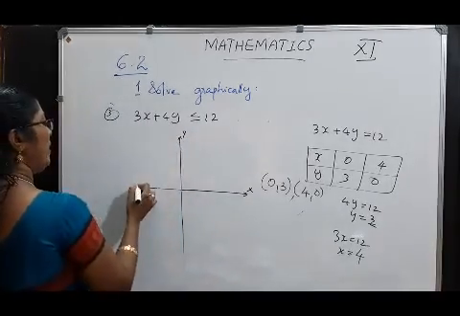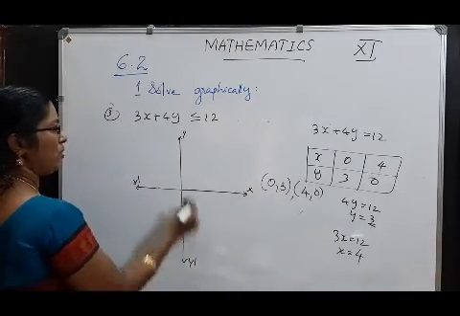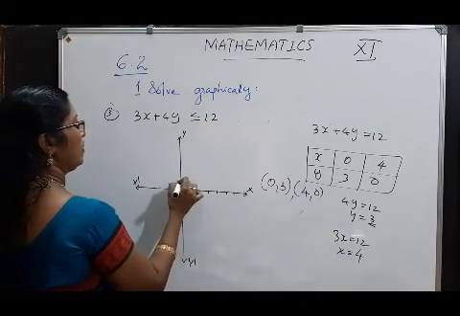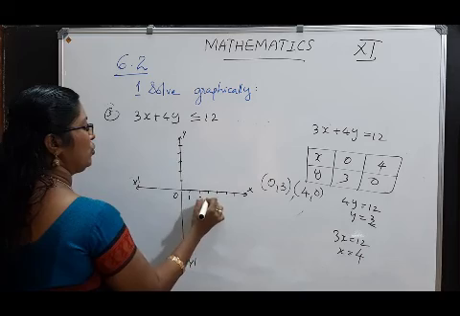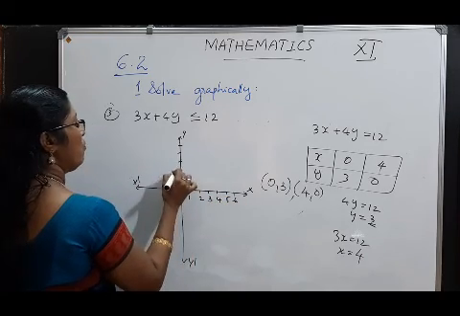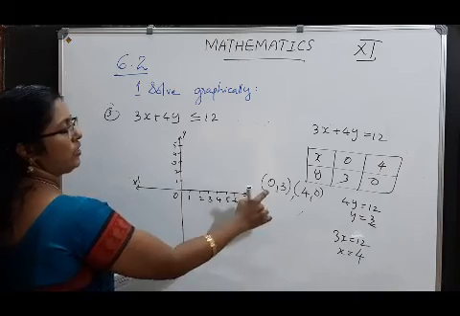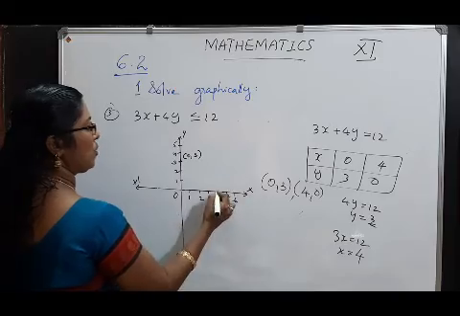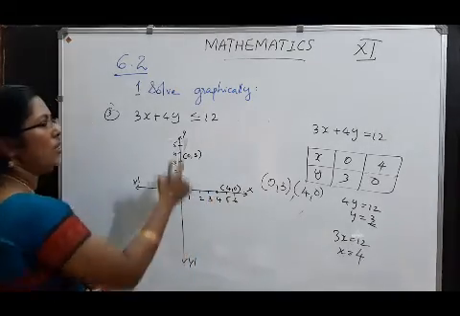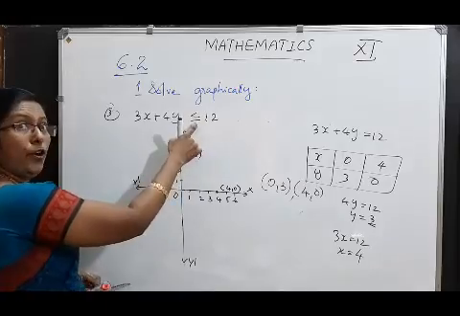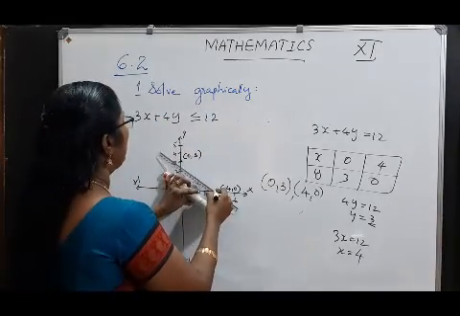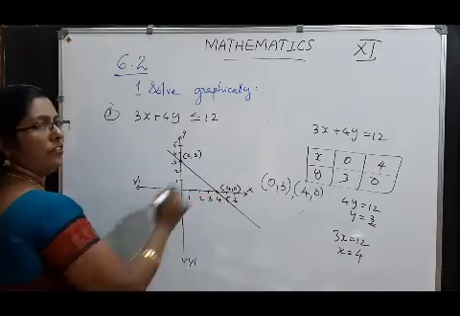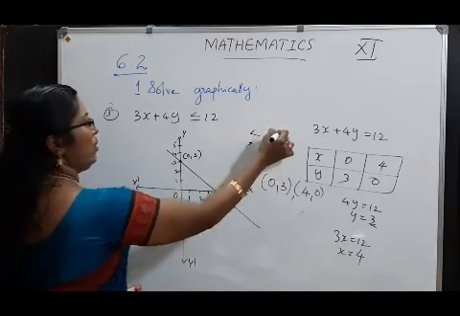Draw X, X dash, Y, Y dash using capital letters, and the origin, with 1, 2, 3, 4, 5, 6 marked on the axes. The first point is (0, 3), and here is (4, 0). This is a slack inequality, with equality allowed, so you can draw the straight line. If it is a strict inequality, use a dotted line.